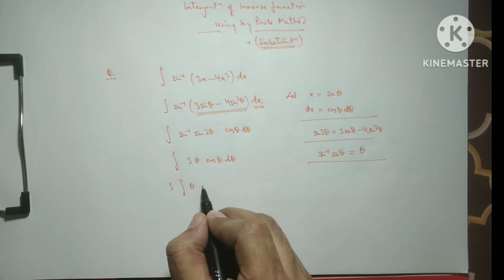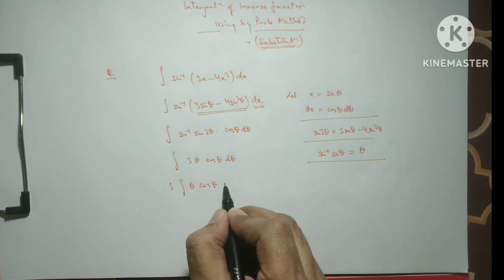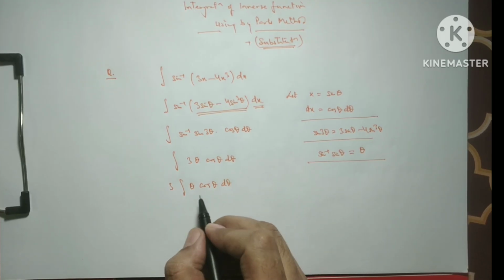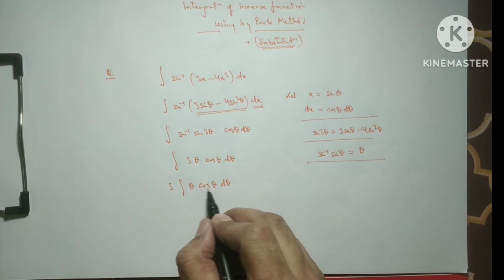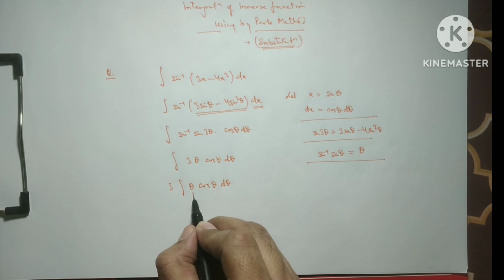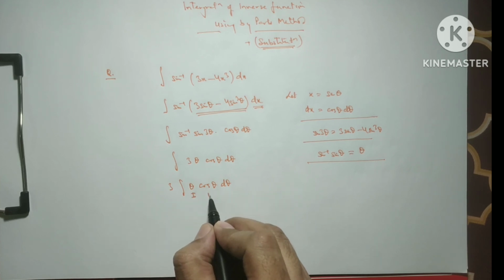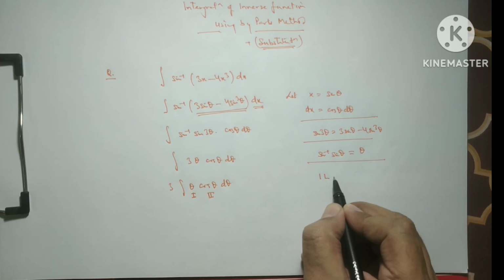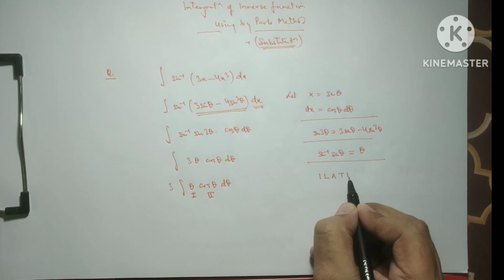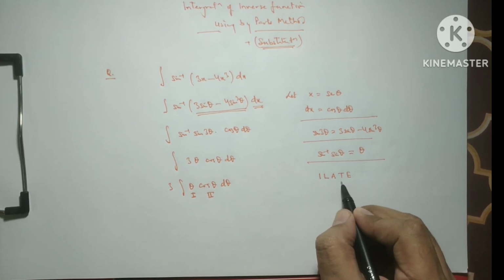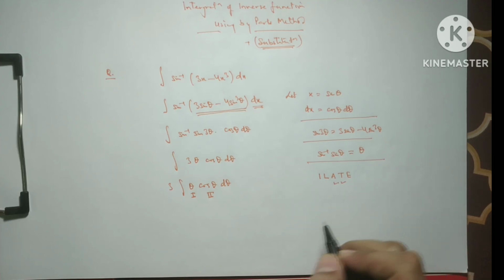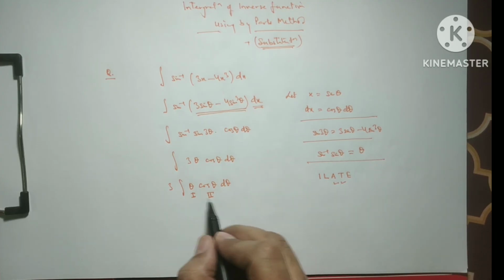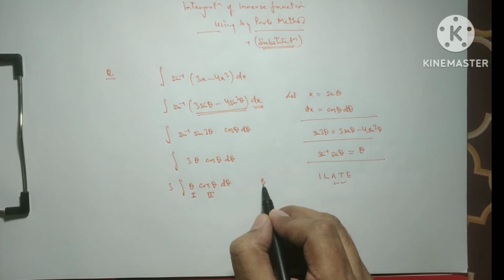Right now we have theta cos theta, and this is an algebraic function and this is a trigonometric function, so the algebraic one will be the first function and this is the second function, using ILATE. So we have a trigonometric function and an algebraic function. Now we will apply the by parts method.